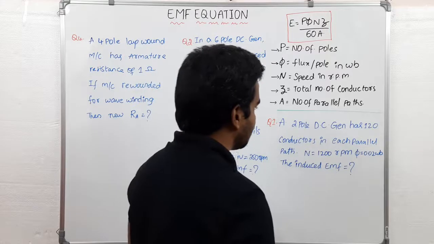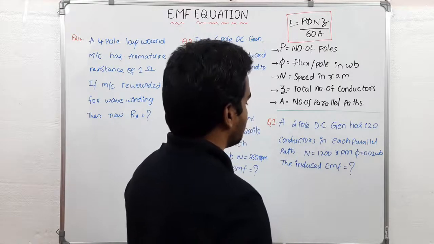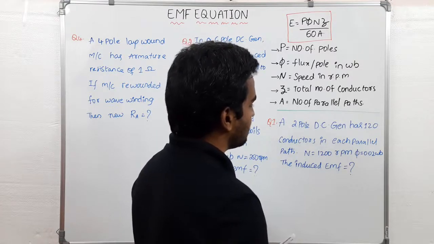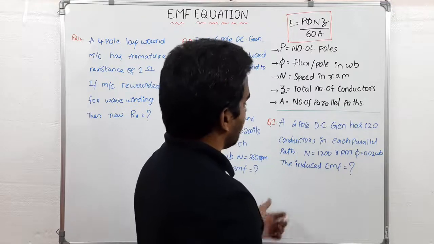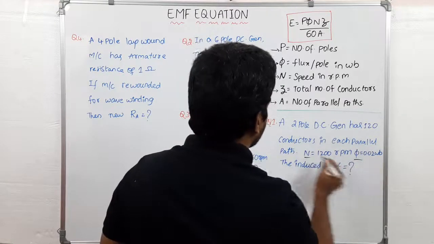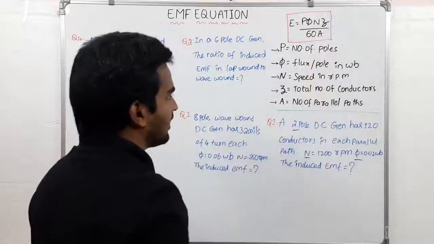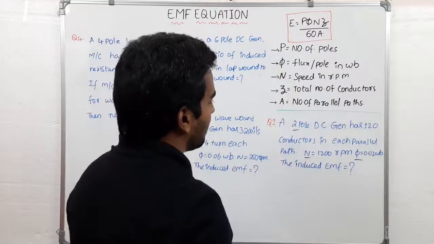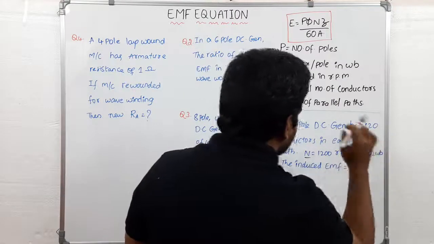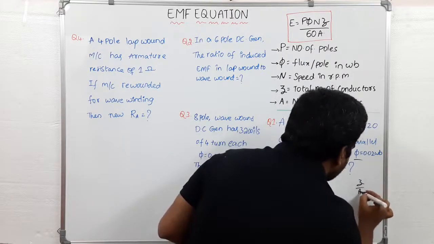A 2-pole DC generator has 120 conductors in each parallel path. The speed of the machine is 1200 rpm and the flux per pole is 0.02 Weber. What is the induced EMF? We have got N, phi, and P, but we don't have Z and A. They didn't mention Z and A. Instead, they have mentioned 120 conductors in each parallel path. So they have mentioned the Z by A value.